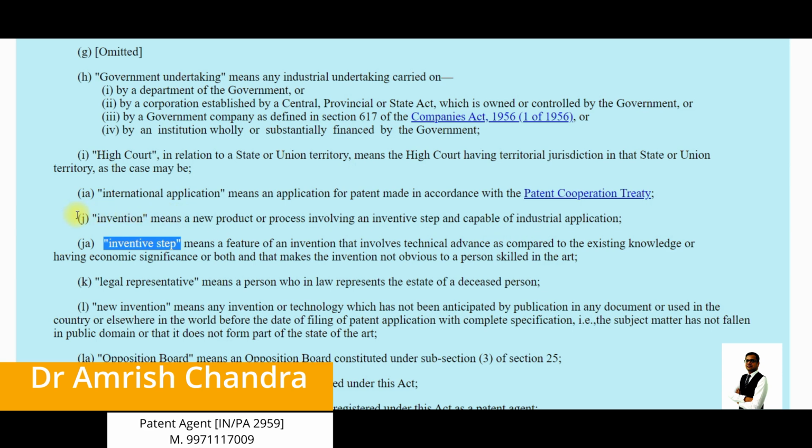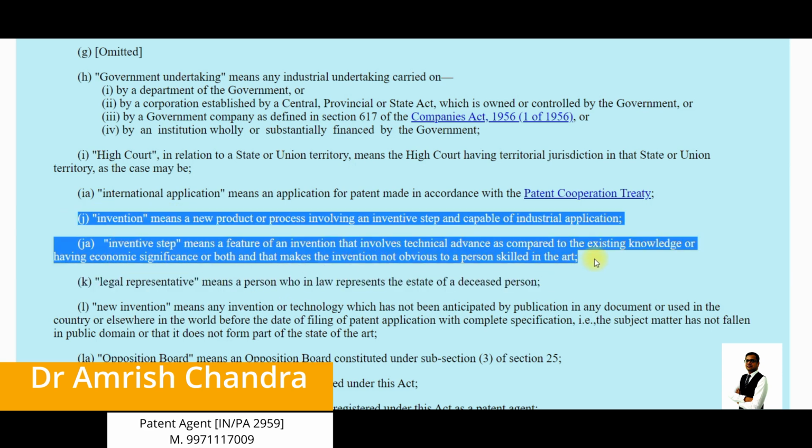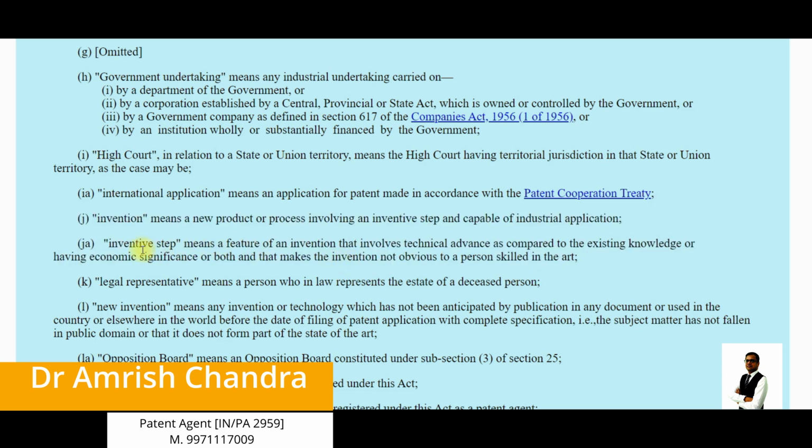So these two sections are very important, 2J and 2JA. So inventive step will mean an invention which involves technical advance. Whenever you are making an invention, the invention will be patentable only if it has a certain degree of technical advancement as compared to the existing knowledge, or it should have economic significance or both. So okay, that is inventive step.